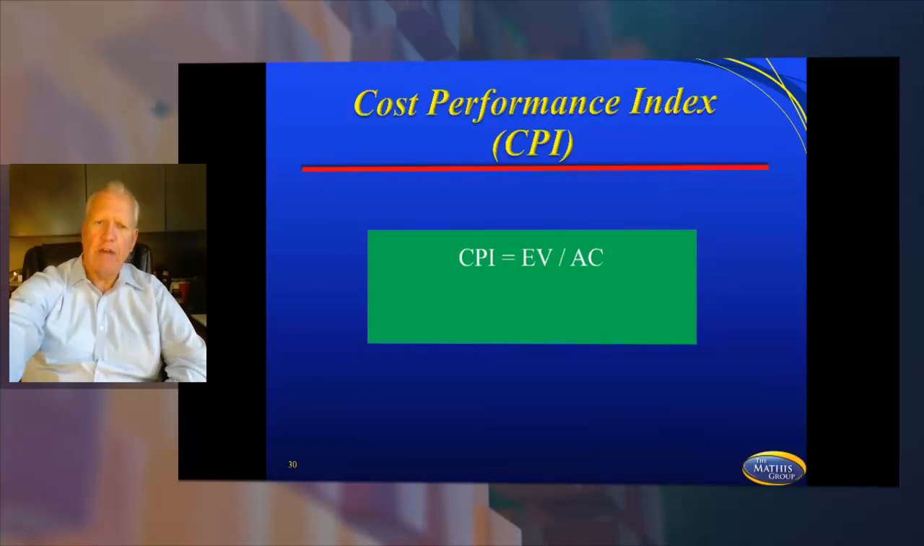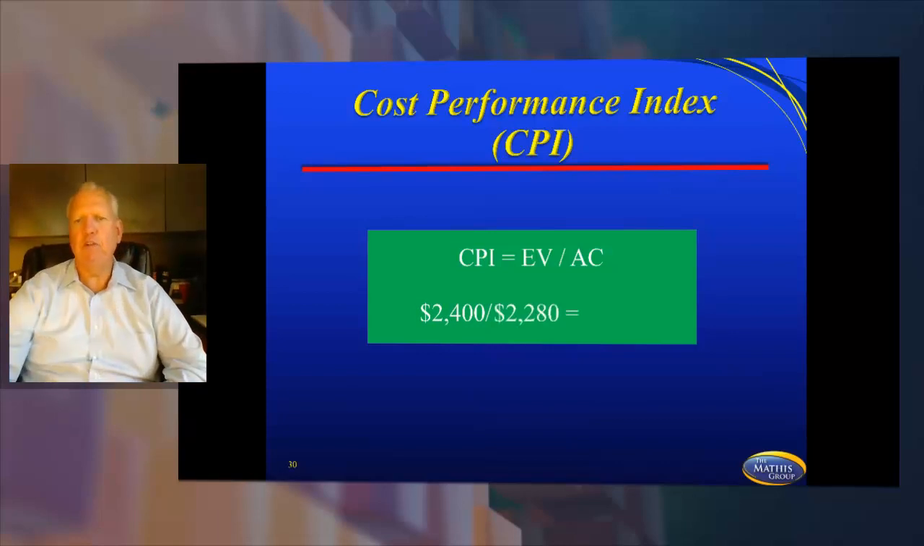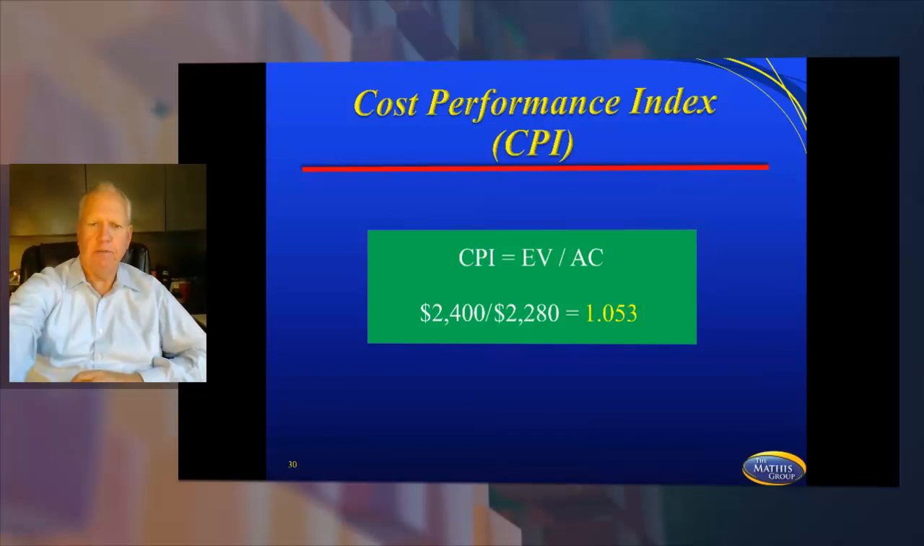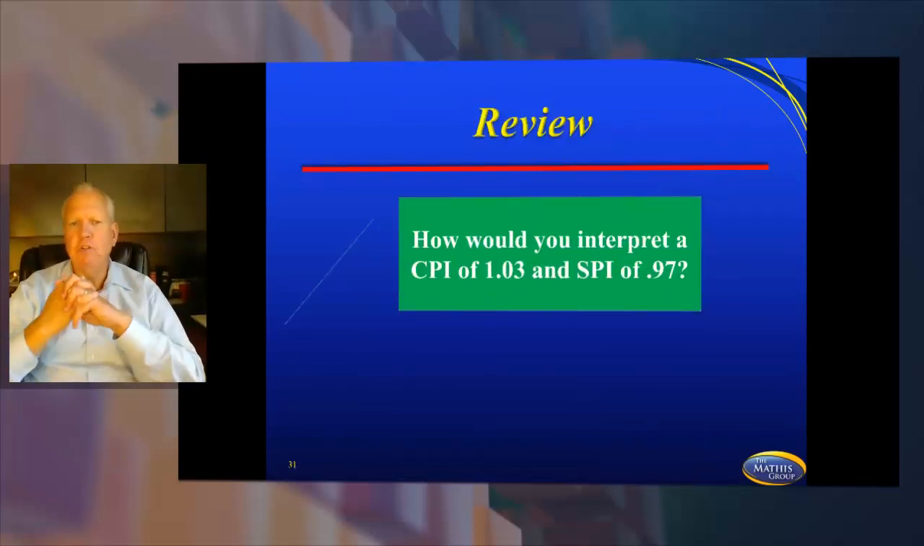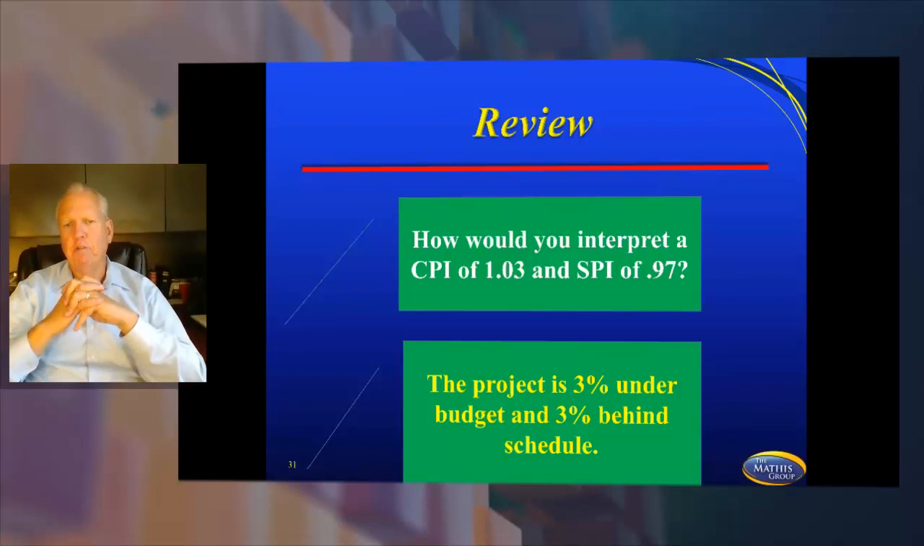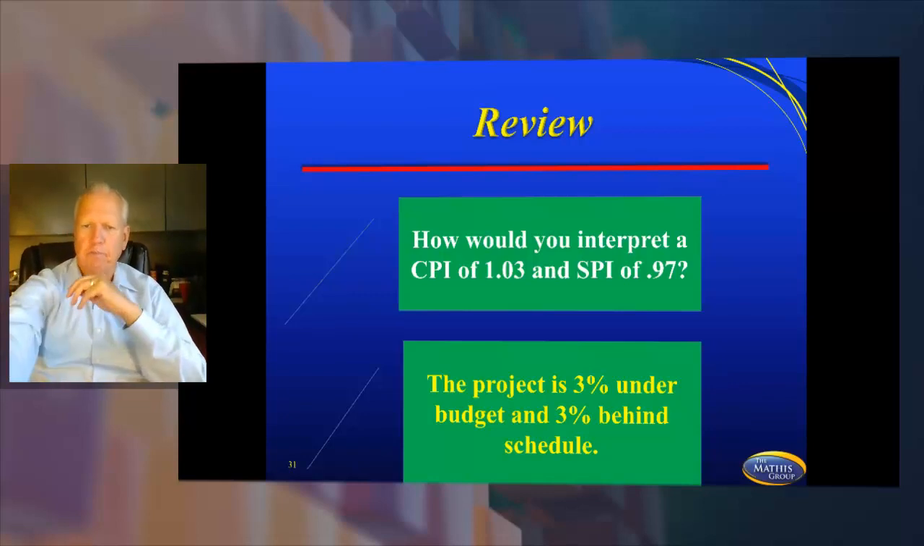So here's your formula. Earned value divided by actual cost. So that's 2,400 divided by 2,280. And so you're going to have a 1.053. So I'm coming in 5% under budget. All right, so how would you interpret a CPI of 1.03 and an SPI of 0.97? Above 1 is good, below 1 is bad. So I'm coming in under budget, but what about my SPI? I'm behind schedule. So I'm 3% under budget and 3% behind schedule.